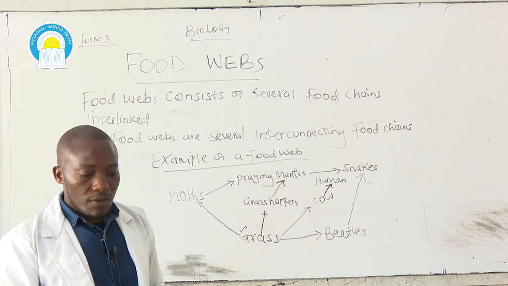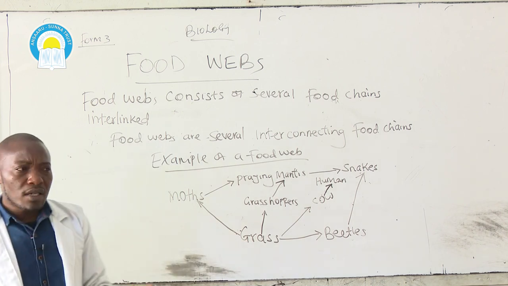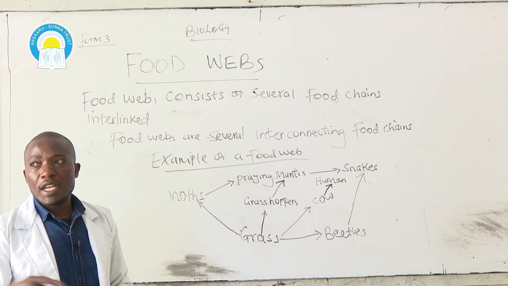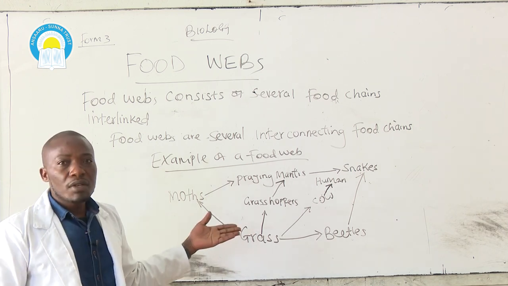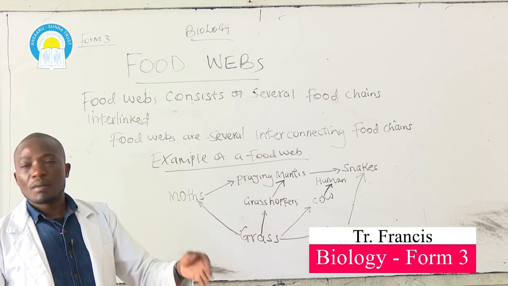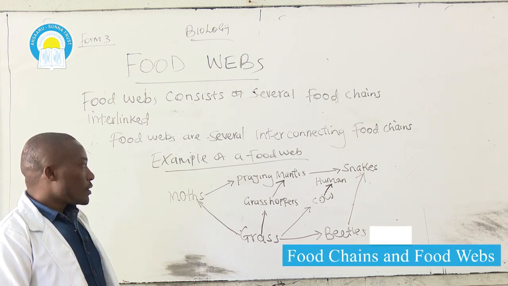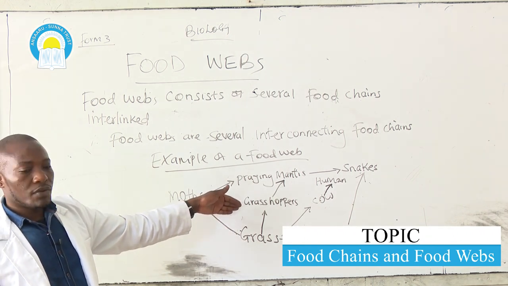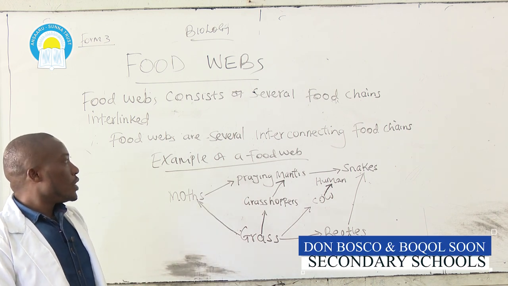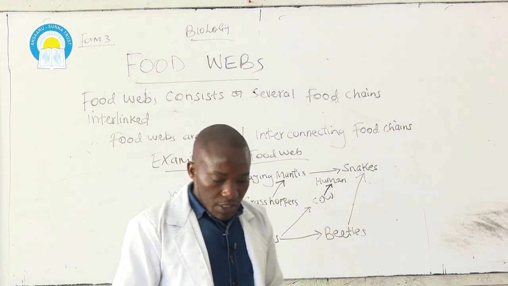In an ecosystem, it is very rare to find that you only have a linear food chain. You must have one organism feeding on many organisms, or one organism is a source of food to many other organisms. For example, a human being eats a cow, can feed on a goat, on camel, and on green plants, for example tomatoes, kales, sugarcane. So food webs do exist in an ecosystem compared to food chains. Several interconnecting food chains make up a food web.